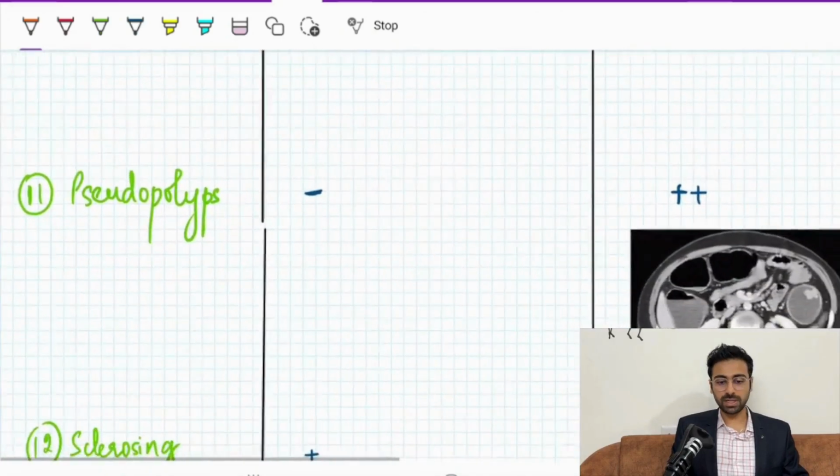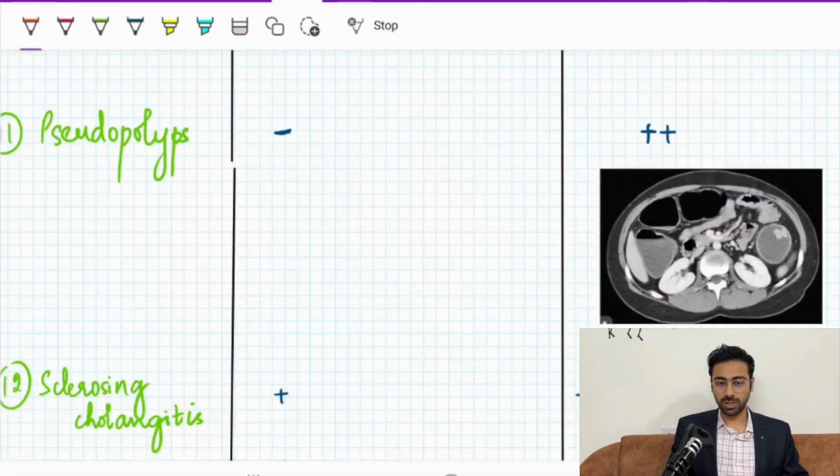Coming on to the next complication, those are pseudopolyps. Now, pseudopolyps are very frequently encountered in ulcerative colitis. You can see here in this image that the descending colon shows the presence of a polypoidal structure. This is a pseudopolyp. Now, I want you to remember that pseudopolyps cannot be differentiated from true polyps on imaging alone. I shall tell the significance in just a minute.